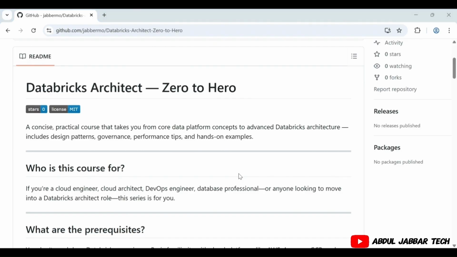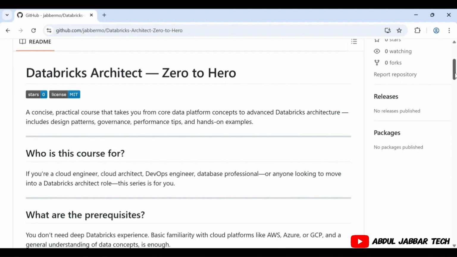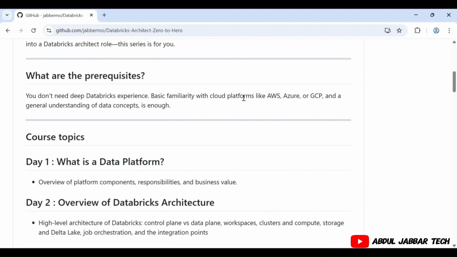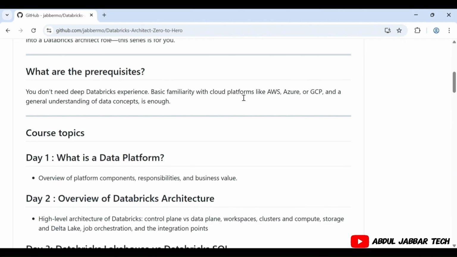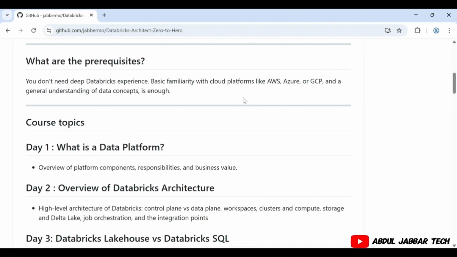And then the other question is, what are the prerequisites for this? Well, since I'll be teaching everything from basics, you don't really need deep expertise with Databricks, but basic familiarity with cloud platforms like AWS, Azure, or GCP, and a general understanding of data concepts will definitely be helpful for you. All right, so let's quickly look at the course details now.